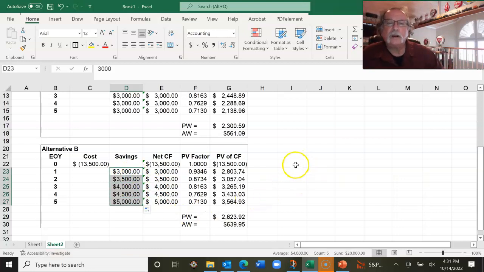And if I did this right with my copies, this is $300 more valuable, and the better alternative is alternative B by present worth analysis and annual worth analysis. You have to come up with the same conclusion regardless of analysis method when you're comparing projects. If you come up with a different conclusion, you've done something wrong.